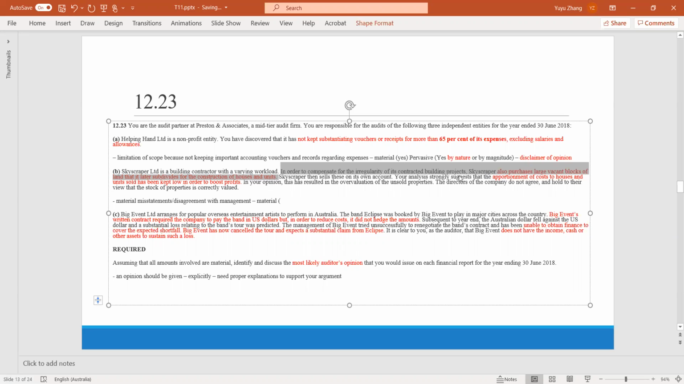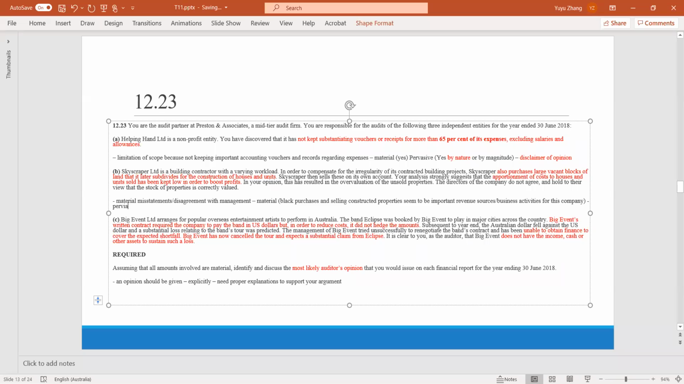So it seems the effort. Even though this company is a building contractor, they put a lot of effort into purchasing the large blocks and doing their own constructions for sale. So block purchase and selling constructed properties seem to be important revenue sources or business activity for this company, right? So it is material.